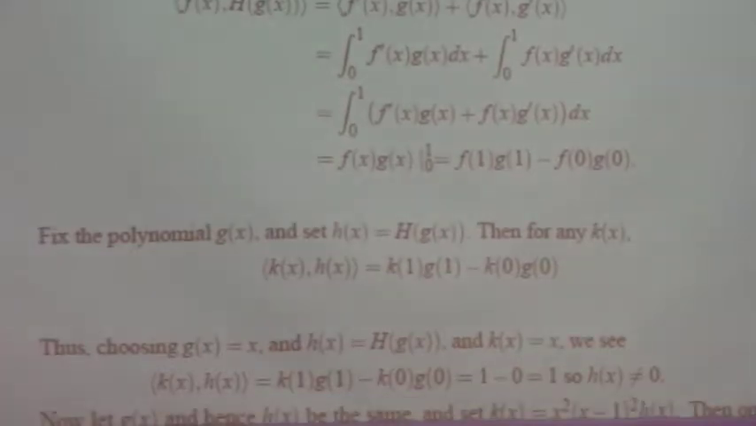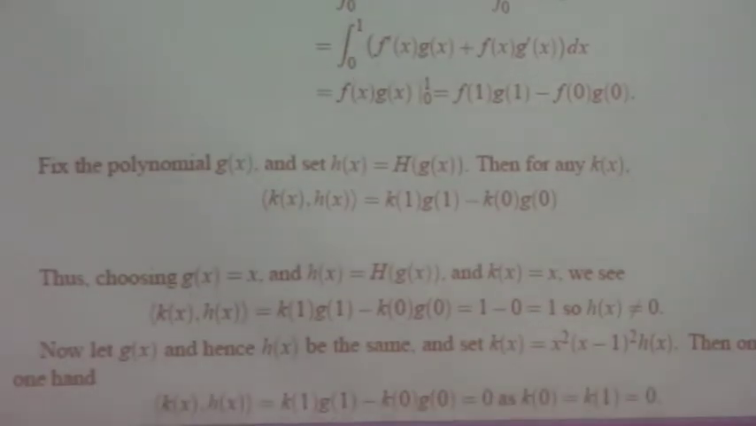On the other hand, let's keep g of x to be little x, so h of x is still the same. But now let's try k of x is x squared times (x minus 1) squared times h of x. Okay? Then, on the one hand, if we look at the same thing, we get k of 1 times g of 1 minus k of 0 times g of 0. But I've set up this function here so that k vanishes at both 0 and 1. So k of 0 and k of 1 are 0, so this answer is 0. So on the one hand, we get this answer is 0.